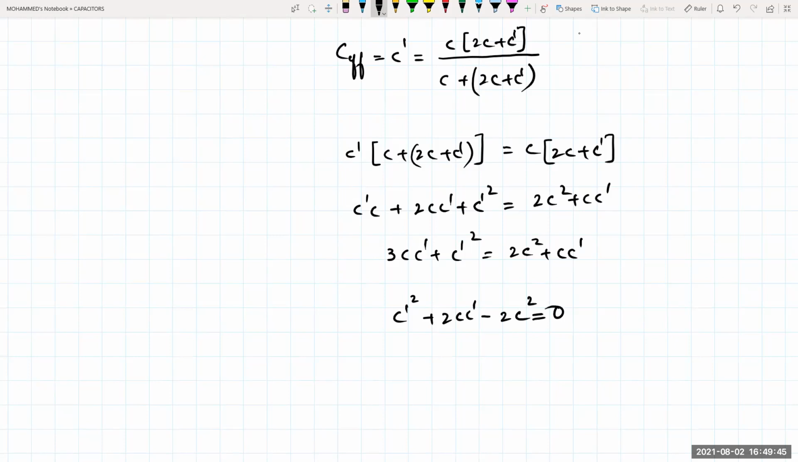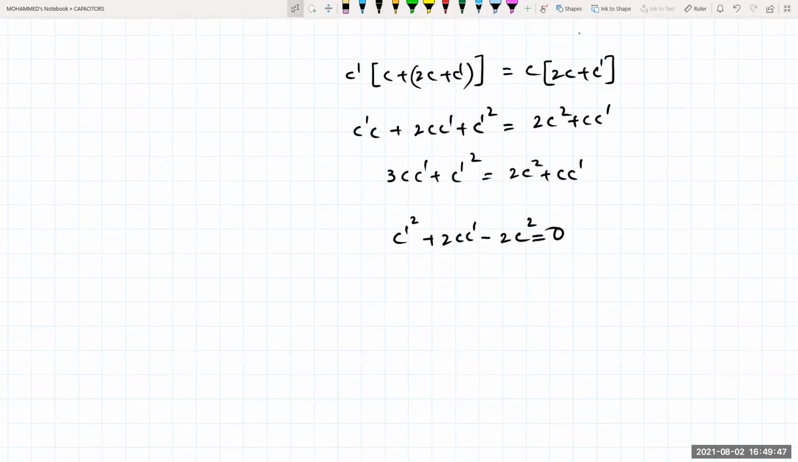This is becoming a quadratic equation. Isn't it? So this is quadratic in nature. So if I write the quadratic formula, I can write C' will be equal to minus 2C.